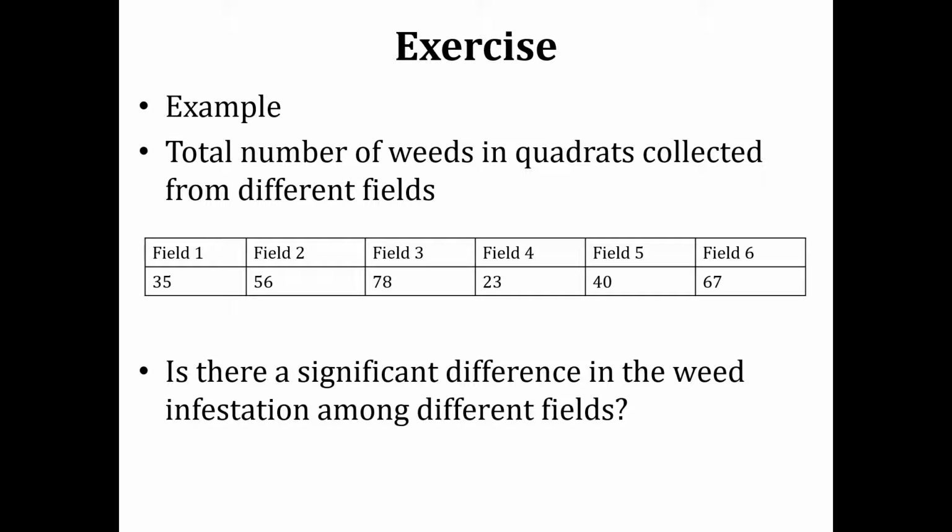So this is the exercise that you have to do at home and share with me the results and discuss with me the results. And if you have any problems in solving this exercise, we will discuss that in the question answer session. So the example is the total number of weeds in quadrats collected from different fields. So these are 6 fields, and these are the number of weeds that are found in these fields. So the question is, is there a significant difference in the weed infestation among different fields?